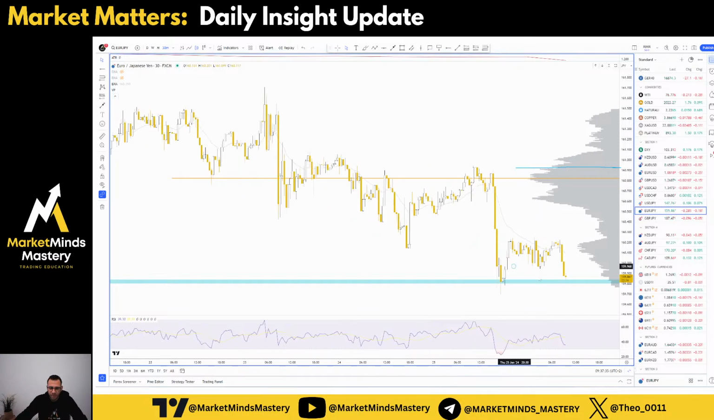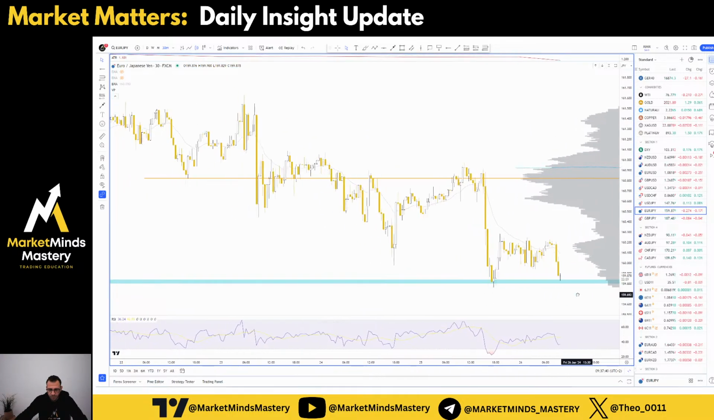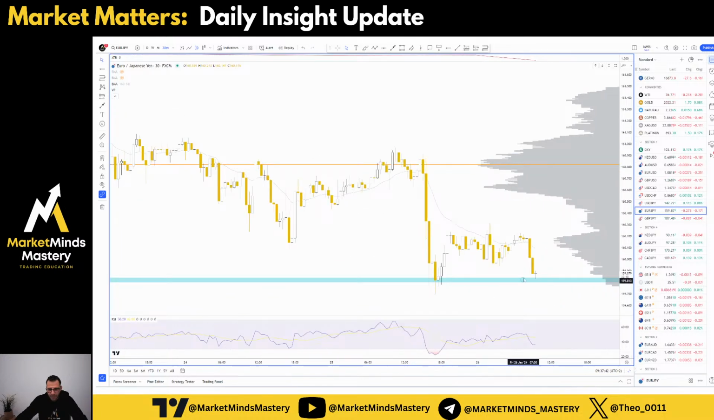Now on the 30-minute chart, if you want to monitor the price, let's see what's going to happen in the next 30 minutes, if buyers will step in or not. Okay, but this is the difference between what we explained before on the USD JPY yesterday, pretty much at the same time, of course.